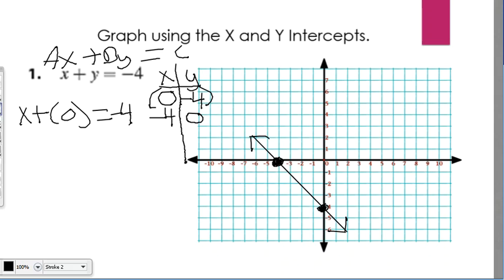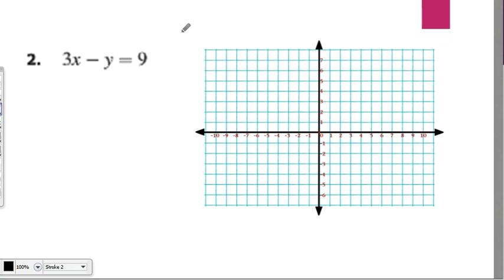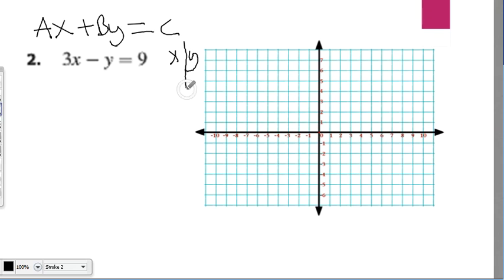So let's go ahead and look at another example. So remember, your steps are to make sure that your equation is in standard form first, which this one is. Then you are going to find the x-intercept and the y-intercept by letting the x be 0 and solve for the y, and let the y be 0 and solve for the x. So let's take this equation 3 times instead of the x, we're going to let that be a 0, and then we have a -y equals 9.